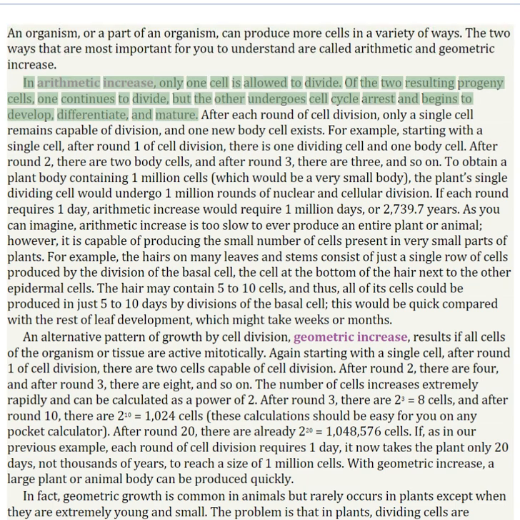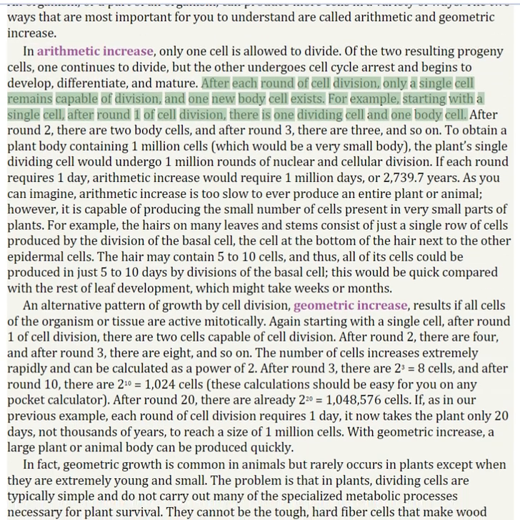In arithmetic increase, only one cell is allowed to divide. Of the two resulting progeny cells, one continues to divide, but the other undergoes cell cycle arrest and begins to develop, differentiate, and mature. After each round of cell division, only a single cell remains capable of division, and one new body cell exists. For example, starting with a single cell, after round 1 of cell division, there is one dividing cell and one body cell.